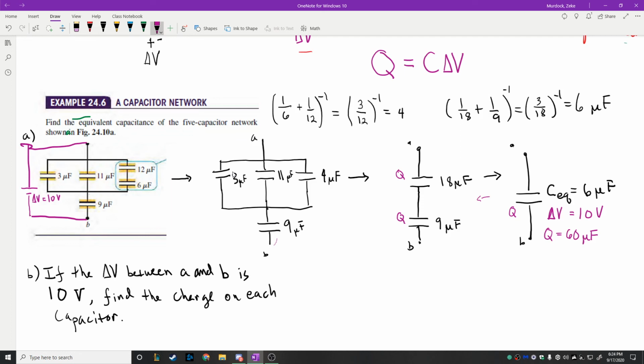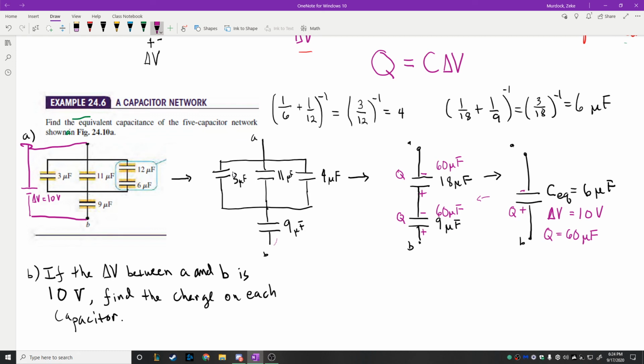So this upper one is going to have a charge of 60, and the lower one is also going to have a charge of 60. That's possible because they're going to be alternating. If this is plus and this is minus, this will be plus 60, this will be minus 60, this will be plus 60, this will be minus 60. So when you add them all together, you haven't added any new charge into the system, because the ones in the middle have a total charge of 0.